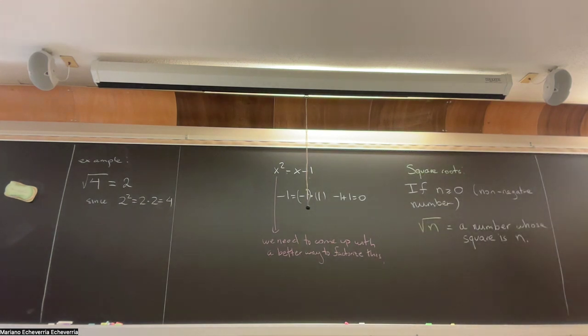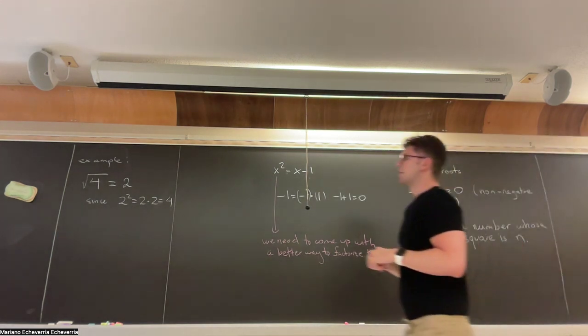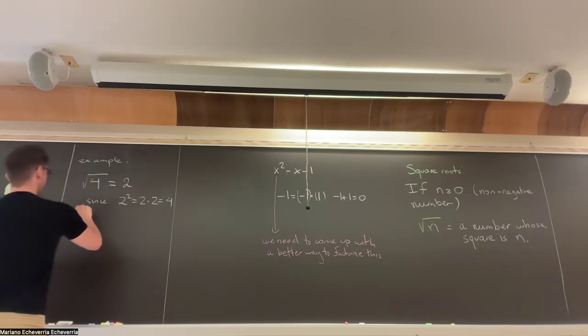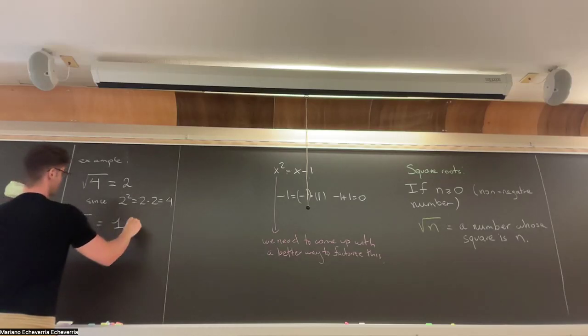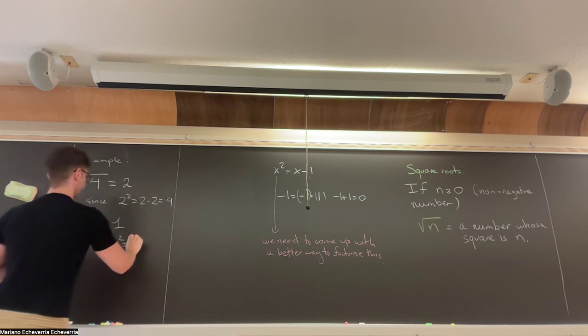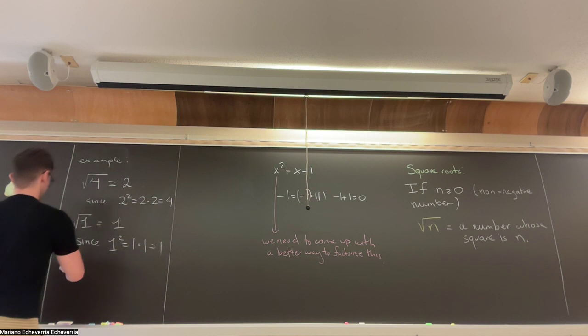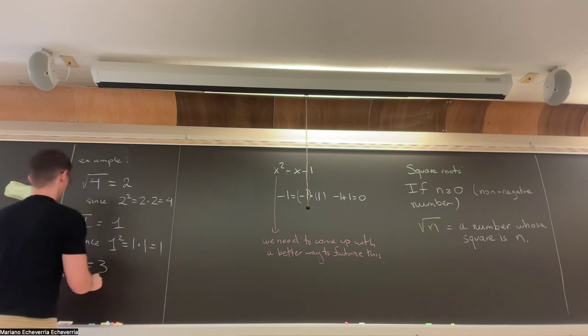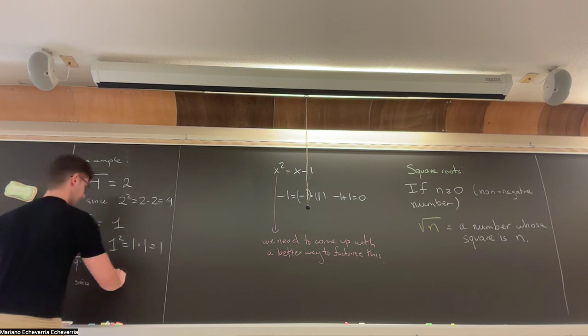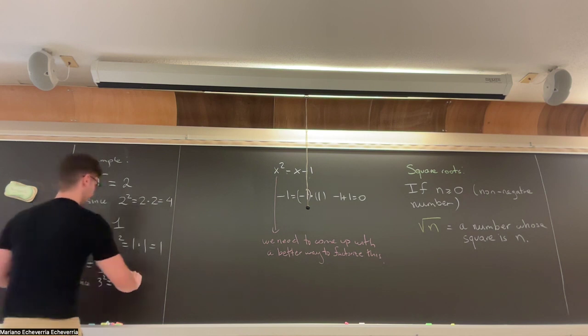Here's another one. The square root of 1 is actually 1, since 1 squared equals 1 times 1, which is 1. Here's another one: the square root of 9 equals 3, for similar reasons, since 3 squared equals 3 times 3, which is 9.